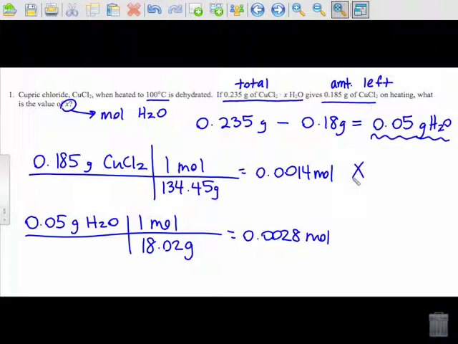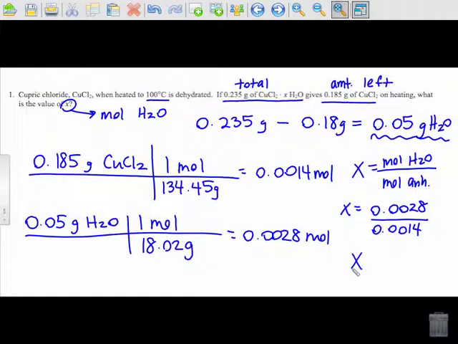Now what? How do you solve for X? No, that's empirical. For hydrates, it's another thing. For X, you're going to do moles of H2O over moles of anhydrous. So in this case, it's going to be 0.0028 over 0.0014, and I'm going to get 2. So what does that 2 represent? The moles of water that are attached.